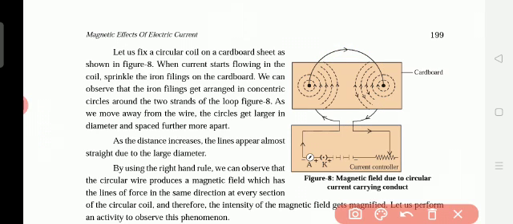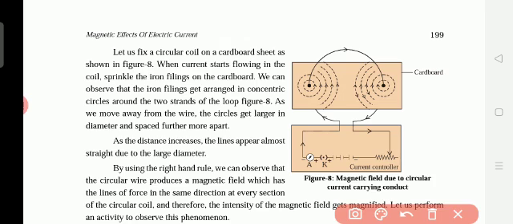Let us fix a circular coil on a cardboard sheet as shown in figure 8. When a current starts flowing in the coil, sprinkle the iron filings on the cardboard. We can observe that iron filings get arranged in concentric circles. Iron filings means small iron powder, we spread it and everything will make circular forms. Now you see everything is in the circular form, the magnetic field.